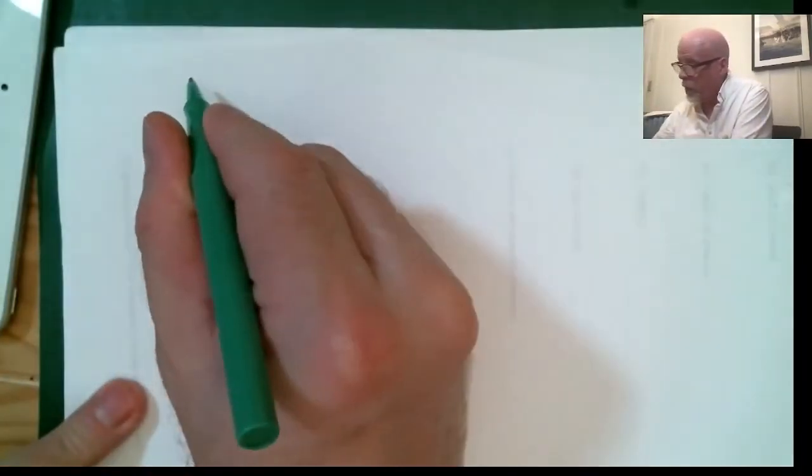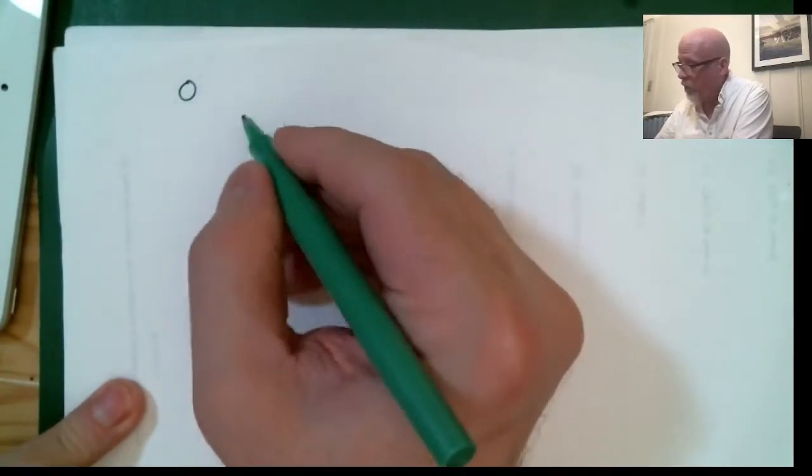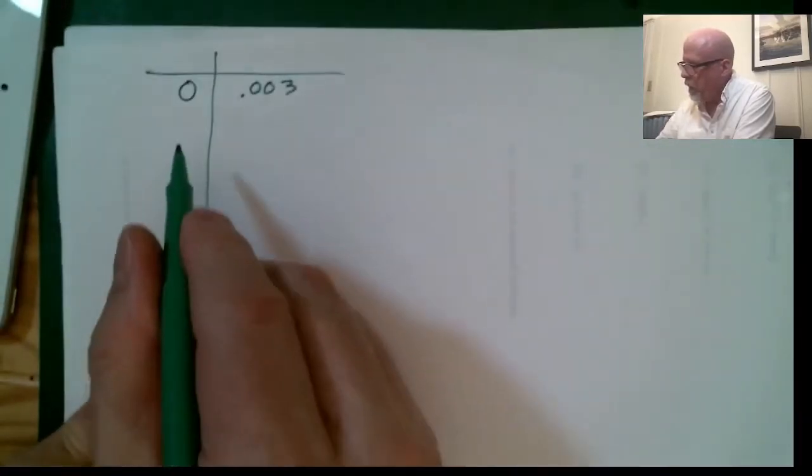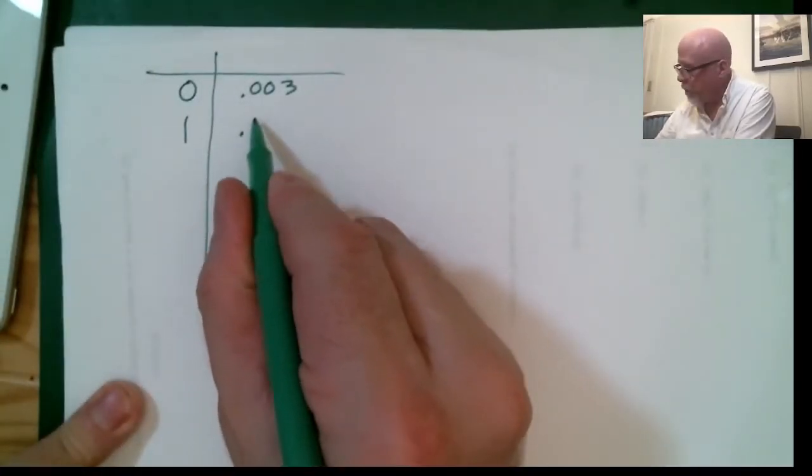How thick is this now? Since it was 3/1000 of an inch thick for one sheet, now that I've folded it over, it's a double sheet, so that would be 6/1000 of an inch. I'm thinking we ought to keep track of that. Hold on a sec. Let's do this. All right, so when it was at zero folds, we had 0.003. After one fold, it's double that, 0.006.